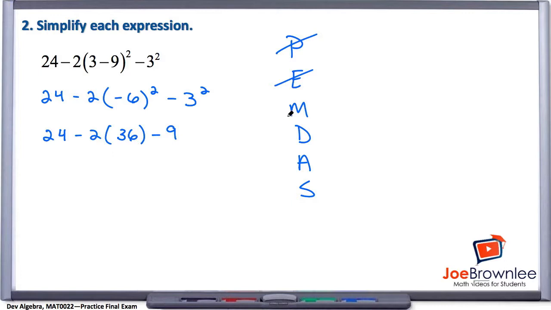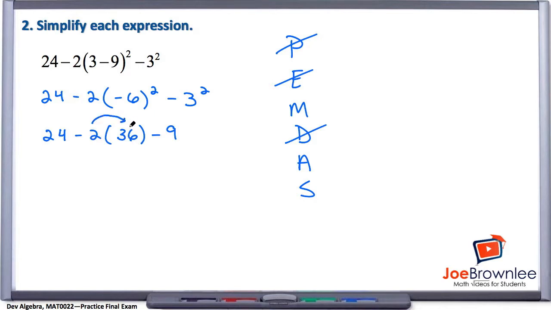Moving along nicely here. Next, we come to M and D, our multiply and divide. And again, we perform these operations from left to right. So you read from left to right, and whichever you come across first is what you do first. In this case, just looking quickly, I don't see any division at all, so we don't even have to worry about division. But I do see one multiplication here that we're doing, right?